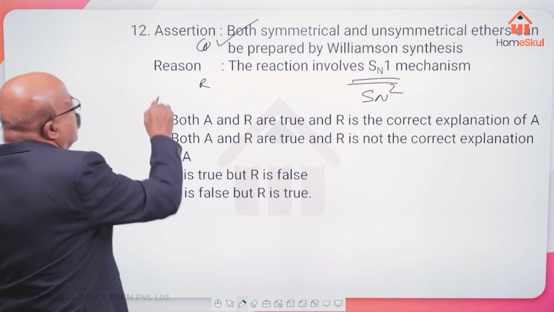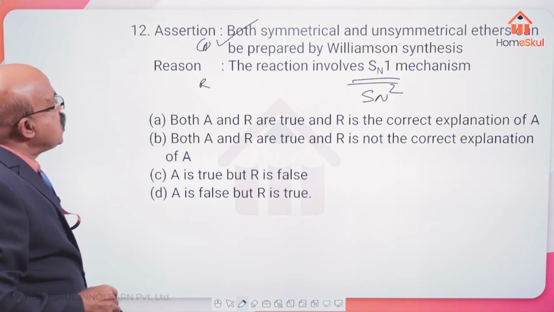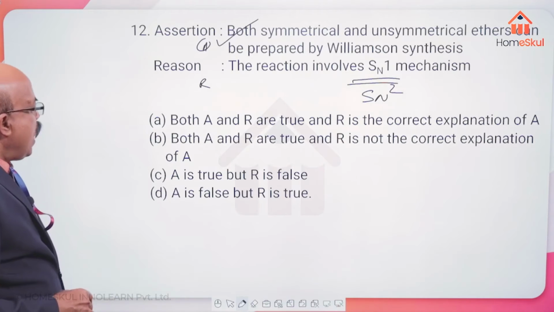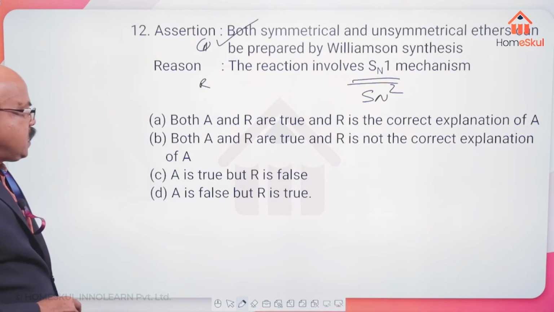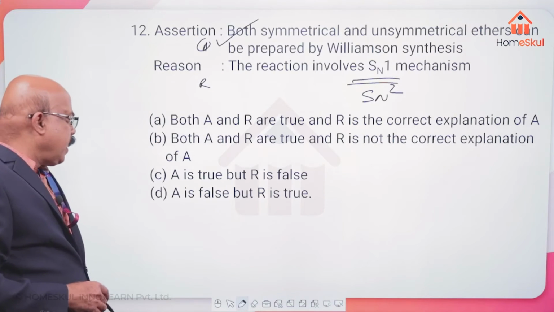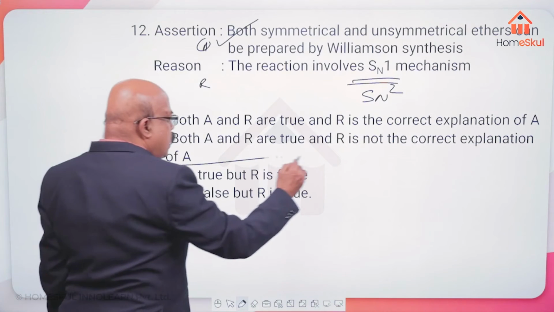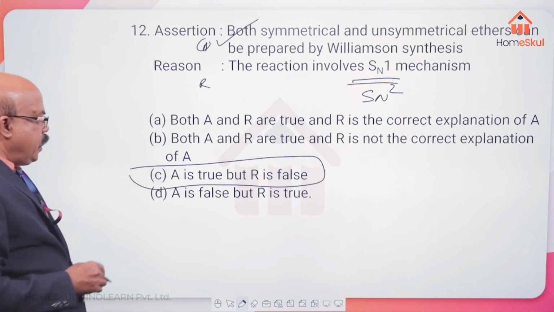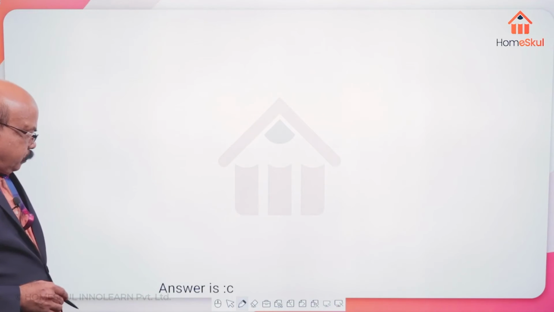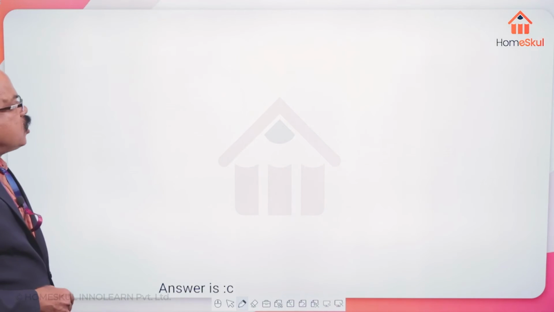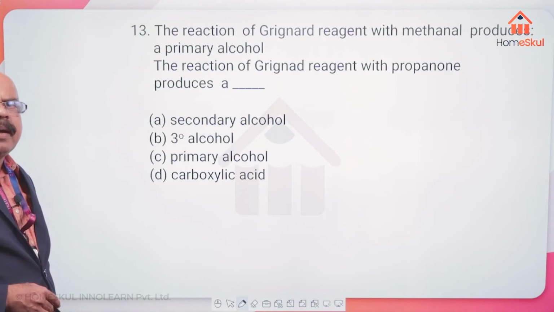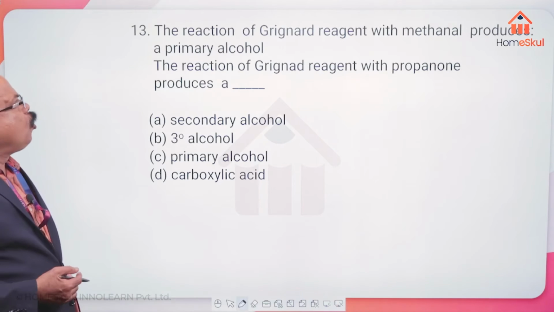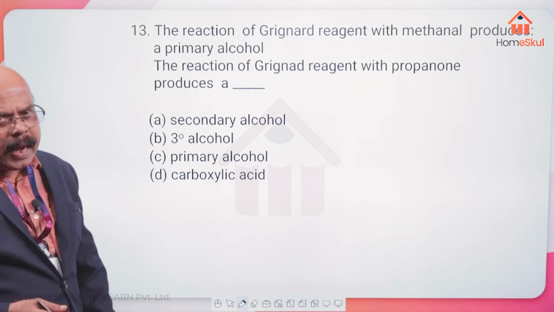That statement is wrong. Here the assertion is true and the reason is false. In such a case, option C is your answer. For assertion and reason type questions, you have to practice many more. Next is an analogy type question.